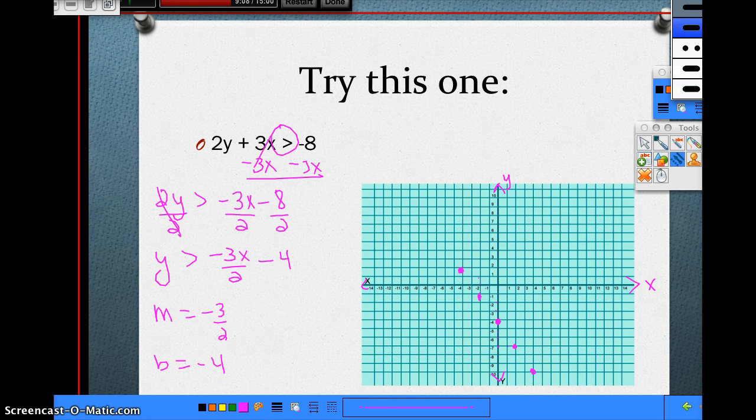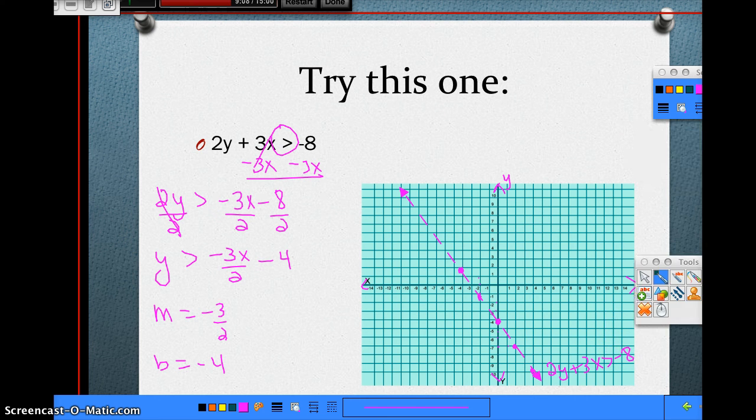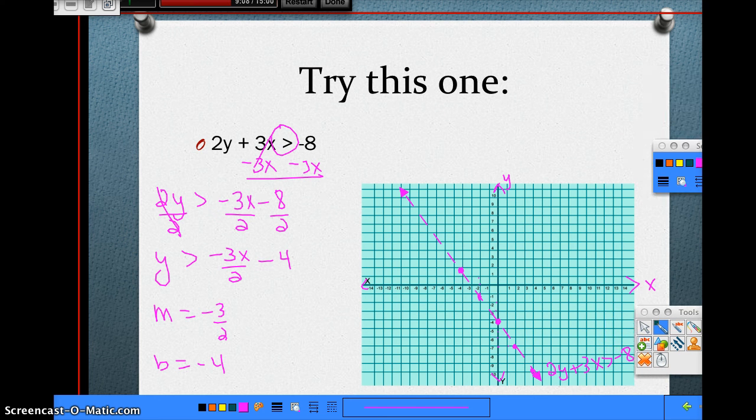So when you do this, don't forget, dotted versus solid, big difference here. Don't forget to label it. Always label using the original equation or inequality. Now, the second part that's different than graphing equations is you have to decide which side to shade.